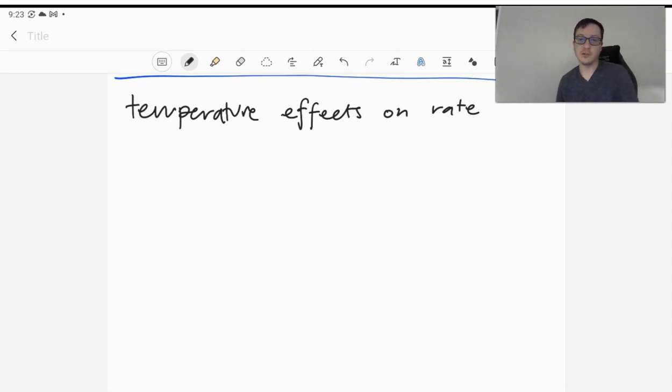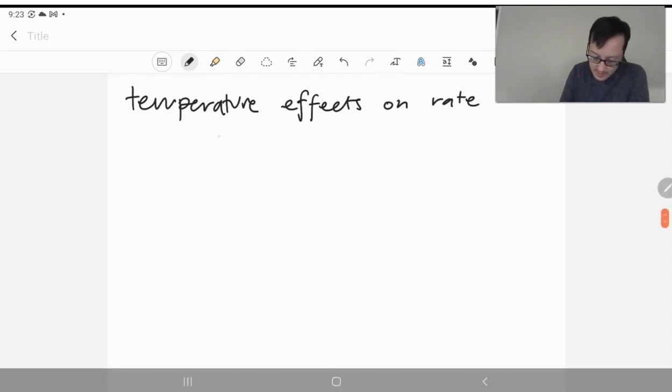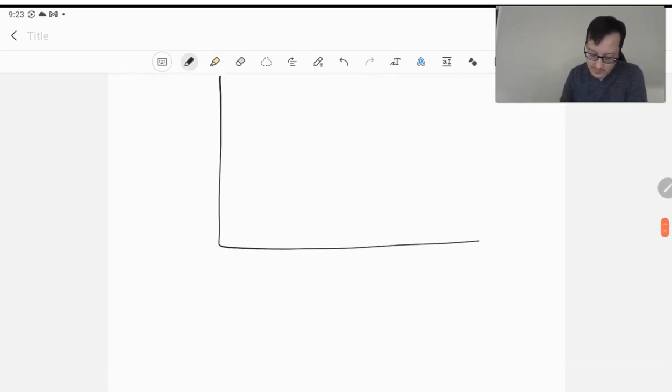When we think about temperature effects on the rate of a reaction, it may be helpful to analyze the energetics of a reaction first. Let's see why we need a certain amount of energy to actually make chemicals react together. And this is an important diagram that we're going to talk about. It's called a reaction coordinate diagram.